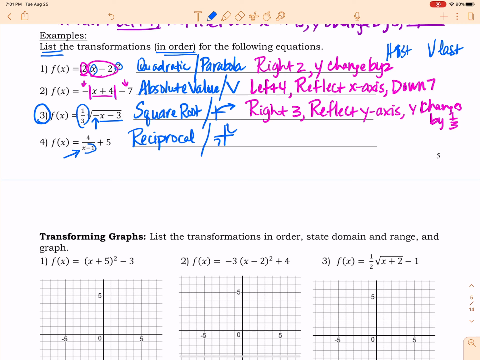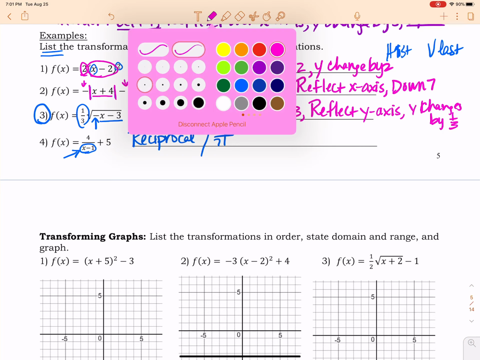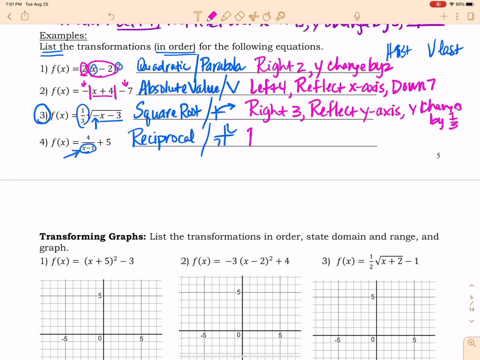We've got this x minus 1 here. This -1, since it's associated with x, means that it is going to shift to the right by 1. The 4 tells me that y changes by 4, and the +5 tells me that it shifts up by 5.